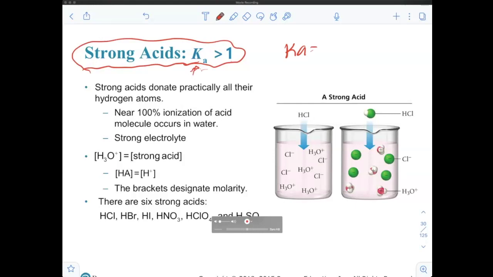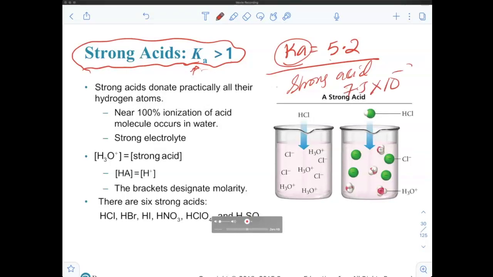So you see a Ka, like for example, 5.2. If you see an acid with a Ka value that's bigger than 1, that is a strong acid. So sometimes if I wasn't sure if the acid I was looking at was strong or weak, I would look through the whole exam and find the Ka table. If I saw the acid there in the Ka table, most of the time the Ka table will have like 7.5 times 10 to the power negative 3.